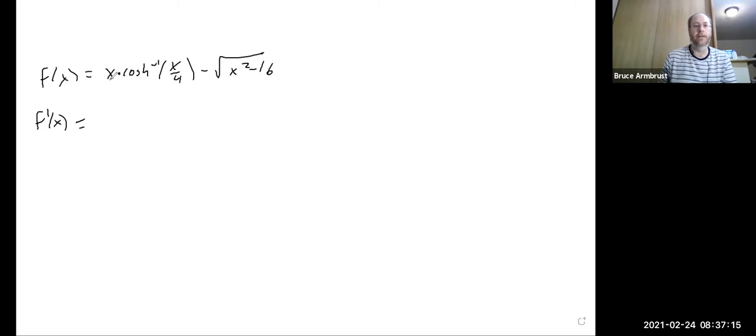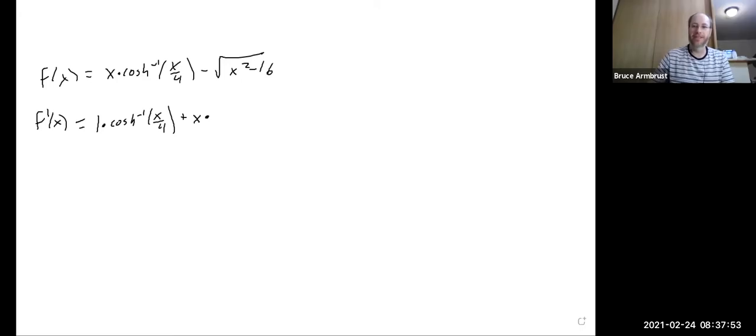So product rule, we start with the derivative of the first one times the second. That's going to be 1 times cosh inverse of x over 4. And then we add to that the first one times the derivative of the second. So we need the derivative of inverse hyperbolic cosine. Cosh inverse. All right, so what's that one? Hyperbolic sine, like with an H? Okay, sinh.